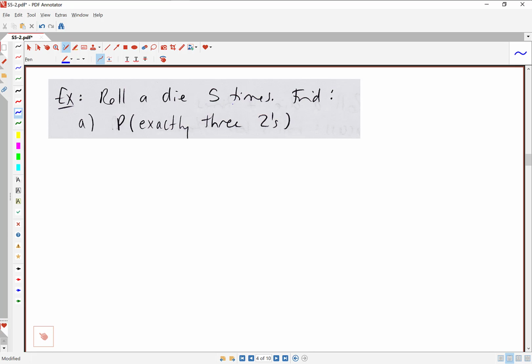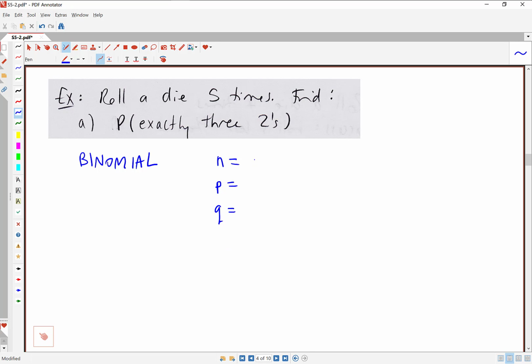So let's say we roll a die 5 times, and we're going to find the probability that we get exactly 3 2s. So first thing I would point out is that this is a binomial experiment. So I'm just going to write down our keyword binomial. And the way we recognize that is because we're doing something over and over and over again. In this case, it's rolling the die 5 times. So once you decide that it's a binomial experiment, then it's good to try to figure out what your N, P, and Q values are.